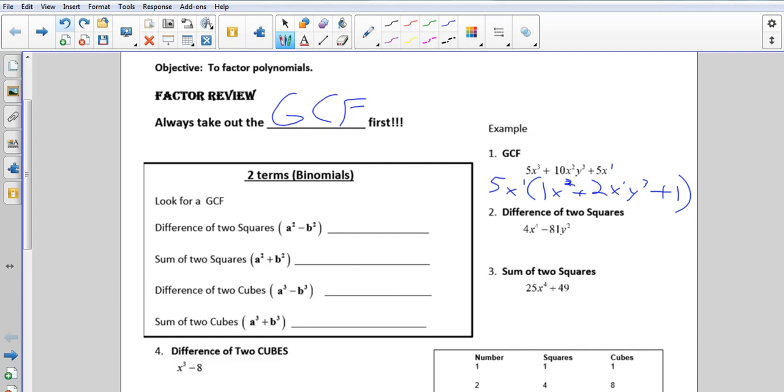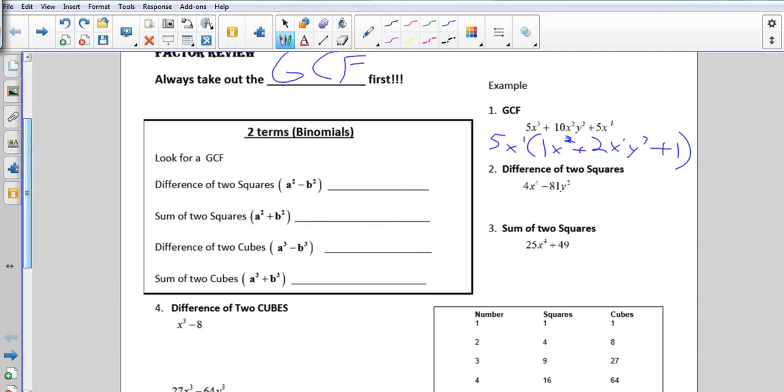Now we're going to go back to this table in the middle just to review what we know, and then move on to a couple of new things. So the difference of two squares: a squared minus b squared. That always factors into two parentheses, two binomials. One is always going to be positive, one's going to be negative. And the reason is because the middle term drops out on a difference of two squares. So we end up with a plus b times a minus b.